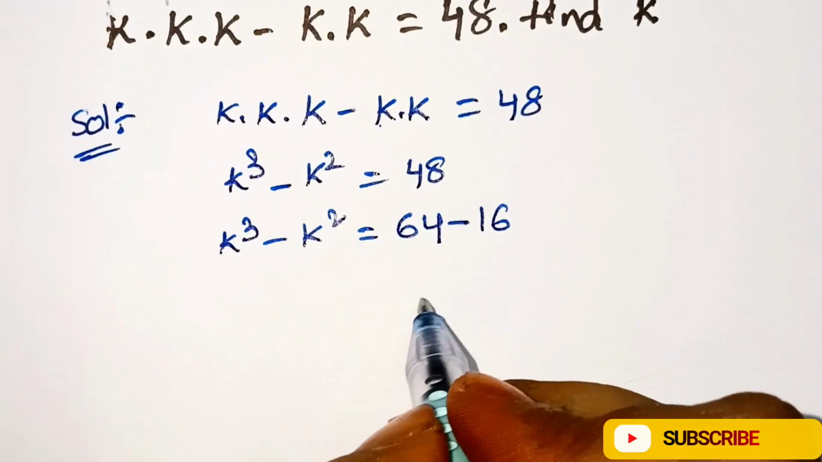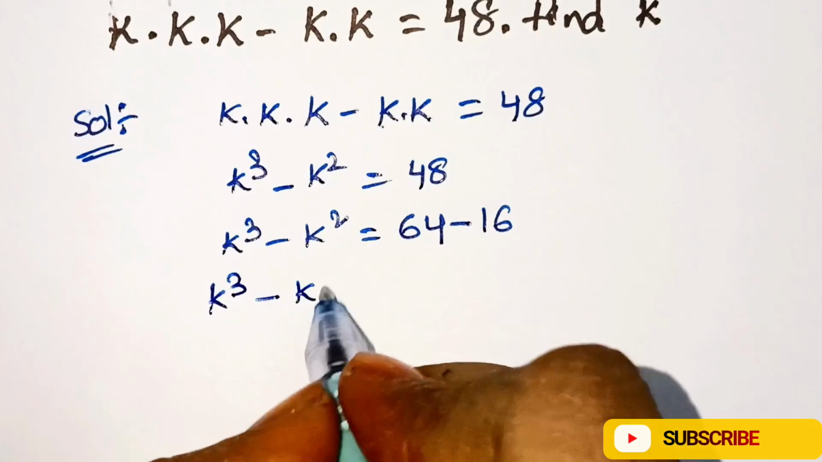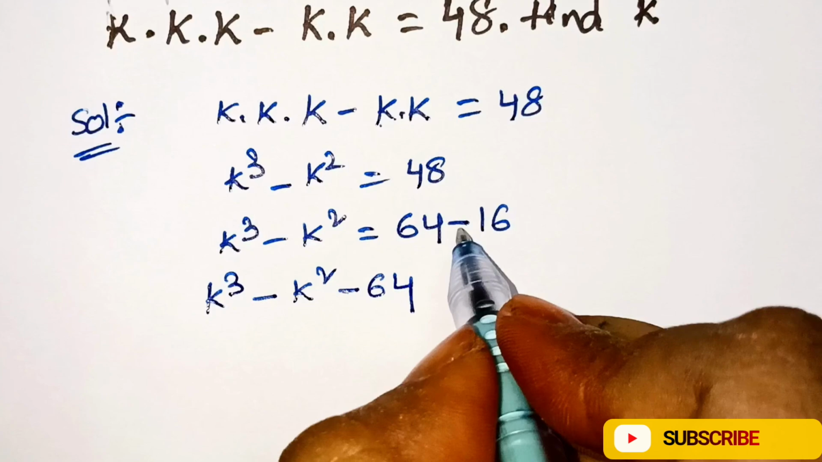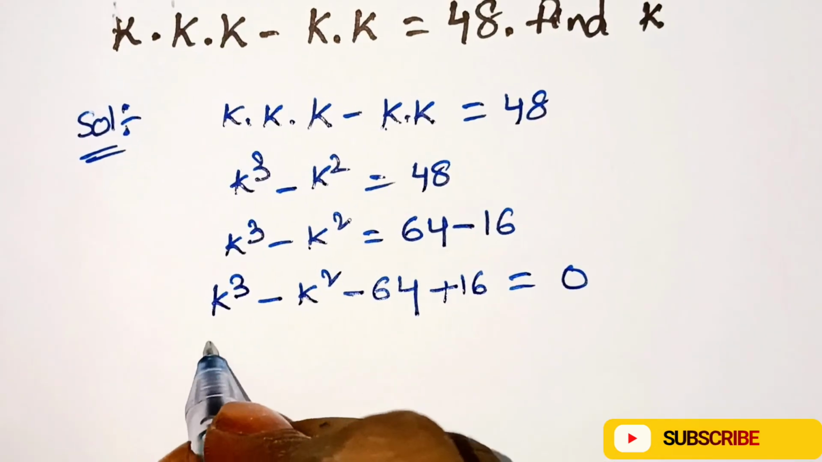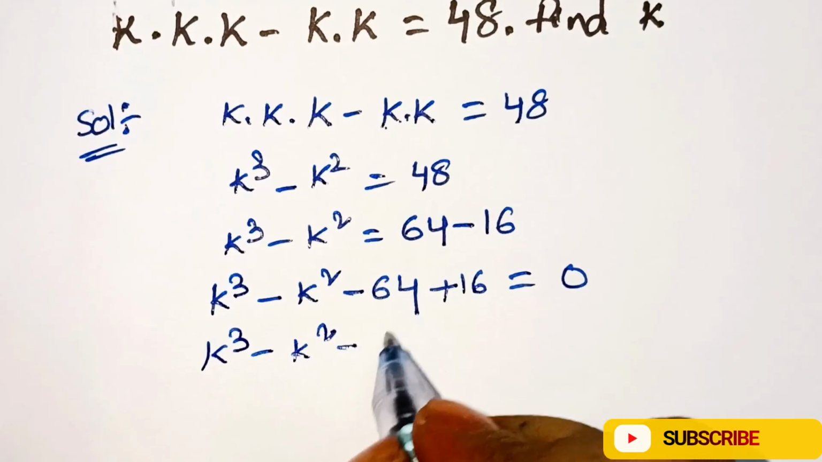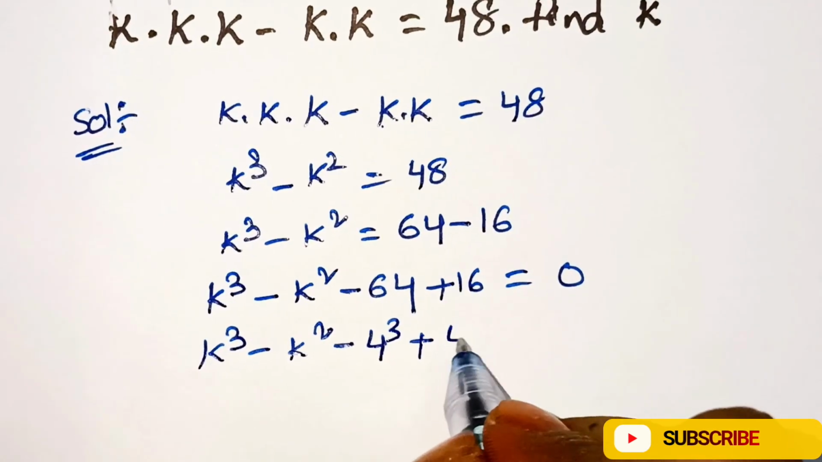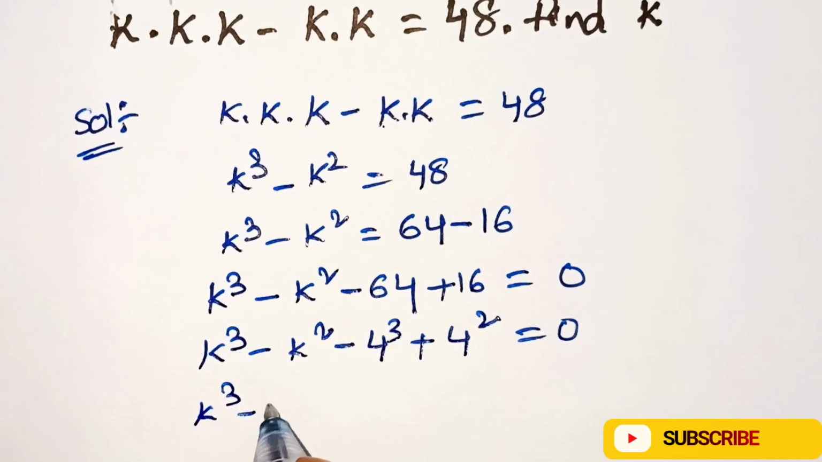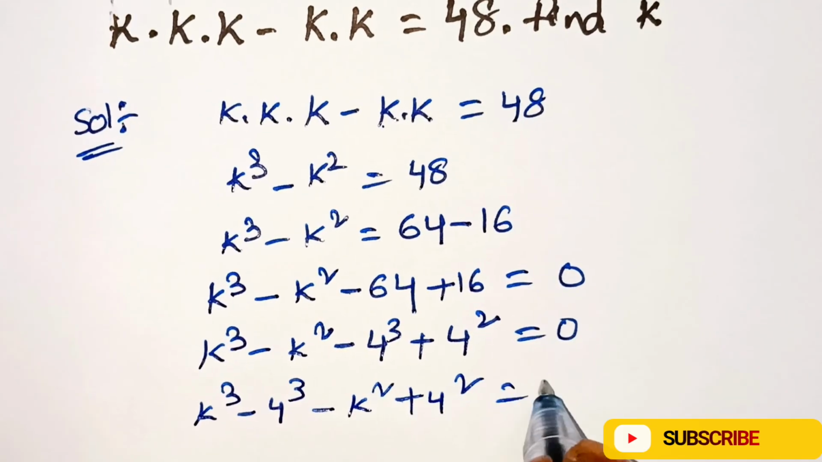Here the right side answer goes to the left side. k cube minus k square plus 64 equals minus 64, minus 16 times plus 16 equals. k cube minus k square minus 64 plus 16 equals 4 cube minus 4 square equals 0. k cube minus 4 cube minus k square plus 4 square equals 0.